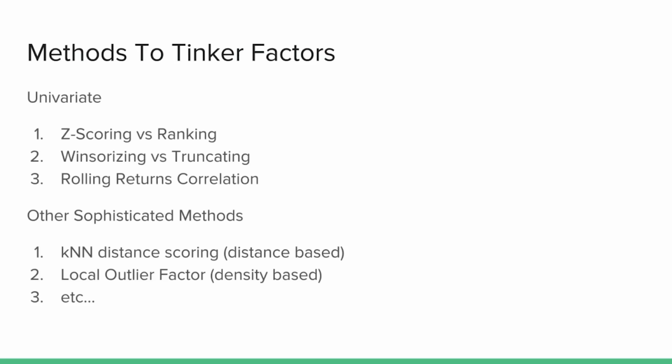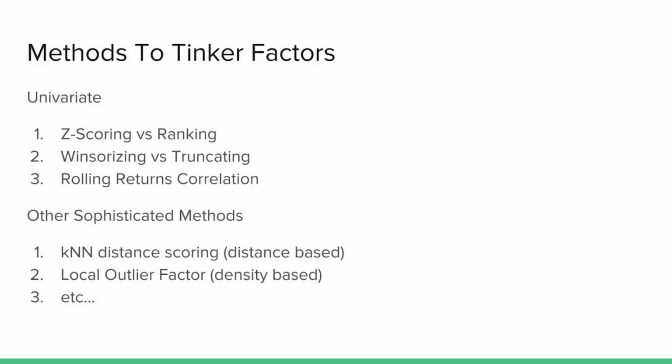And there are definitely many ways to do this, but today I'll focus on these three univariate ways. There are also other sophisticated methods. The first one is really starting from basics, the difference between z-scoring and just basic ranking. Secondly, I'll talk about how Winsorizing versus truncating can change our universe and make our signal different in good and bad ways. And thirdly, how rolling returns correlation can be used to determine whether a stock can or cannot be considered an anomaly, based on how well it's correlated to the benchmark.